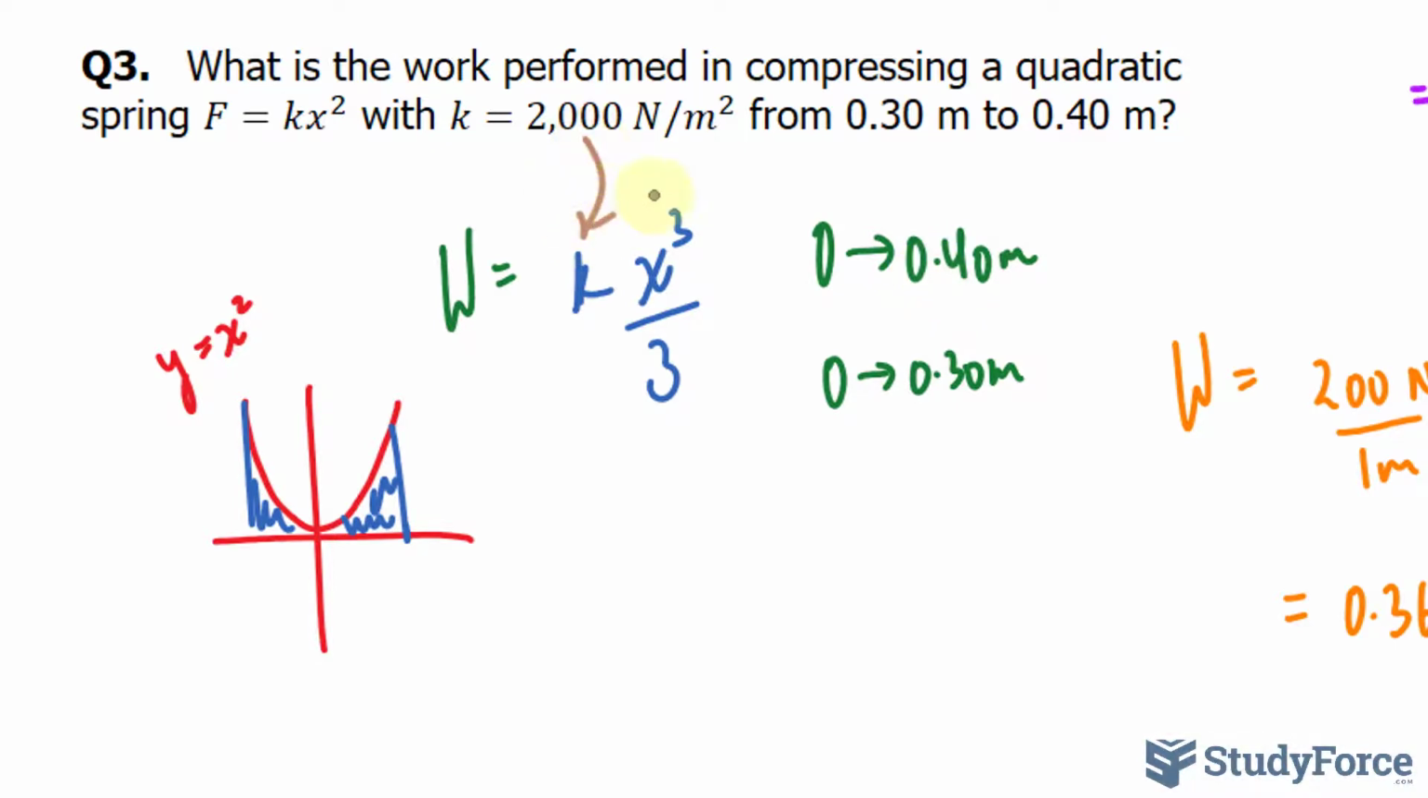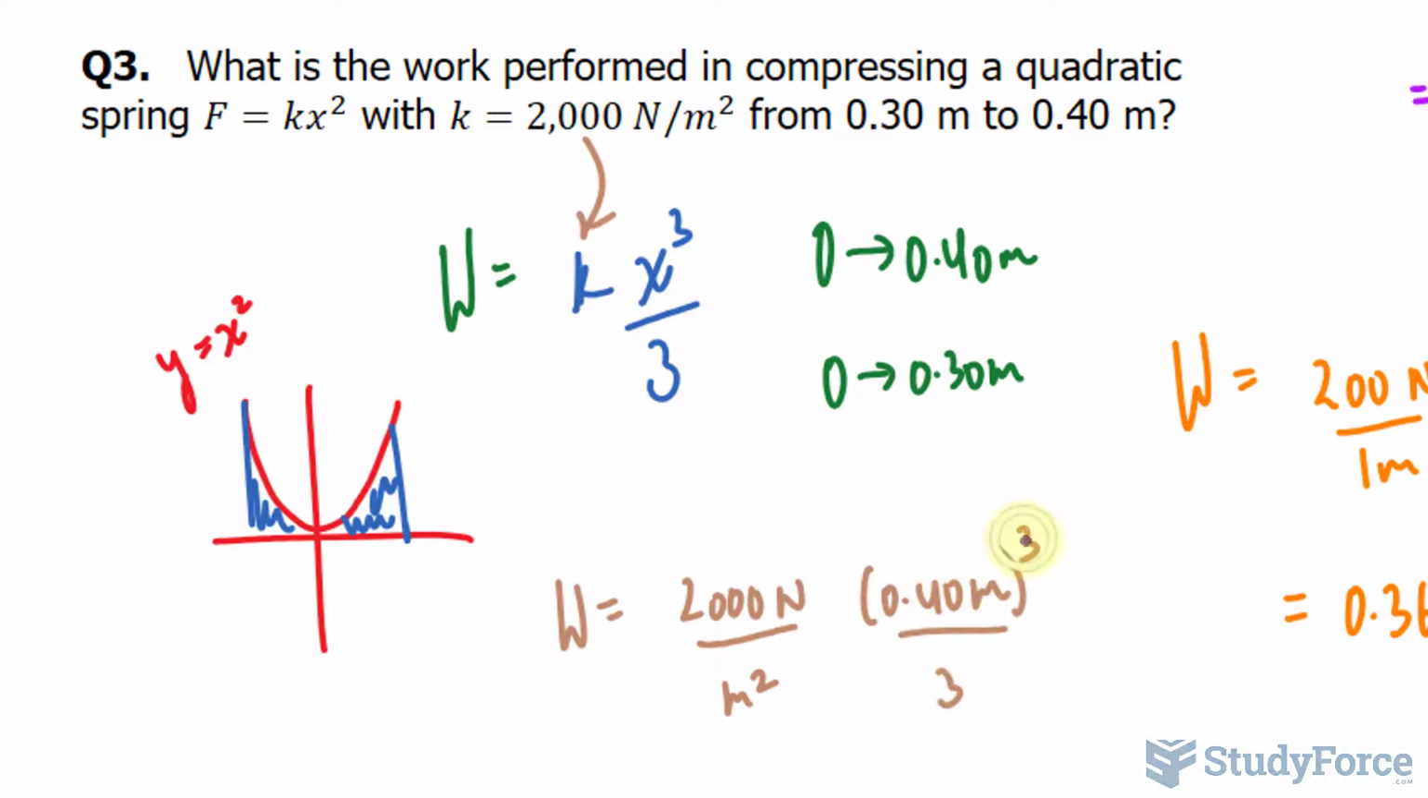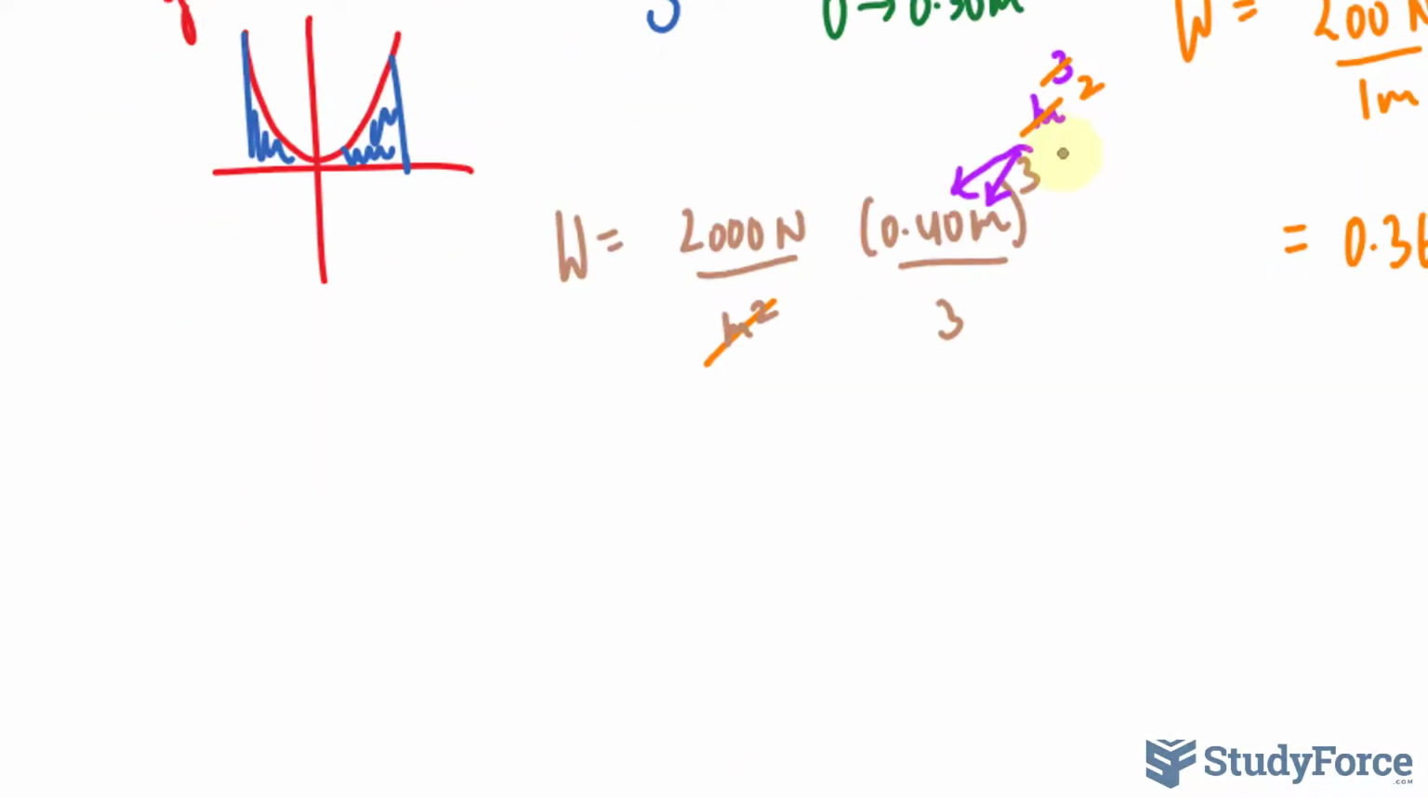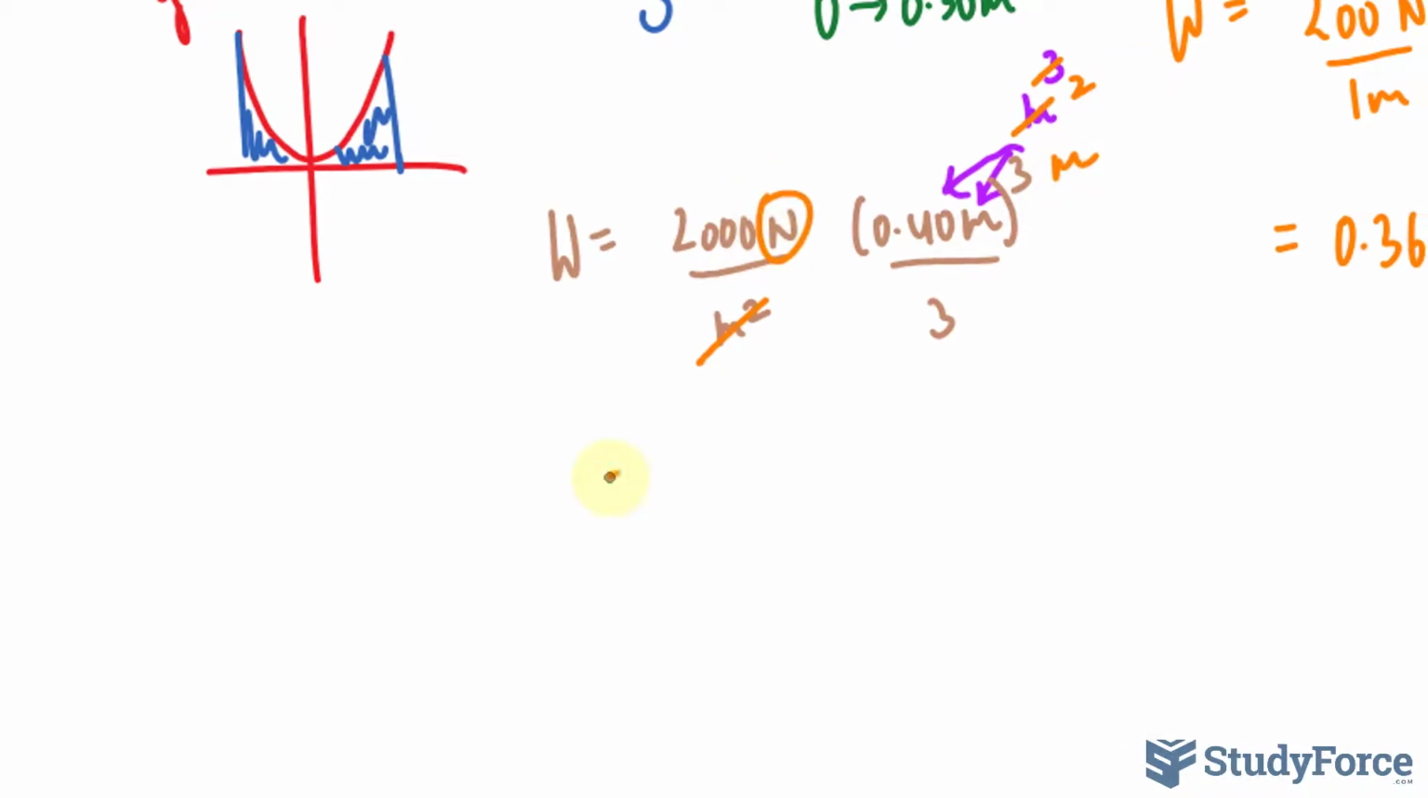And we'll replace this k value with 2,000 newtons per meter squared. Work is equal to 2,000 newtons per meter squared. Our x value is 0.40 meters raised to the power of 3 over 3. This exponent of 3 is distributed to the number and to the unit. We have meters cubed. 2 of these get cancelled with both of those, leaving us with meters at the top and newtons.